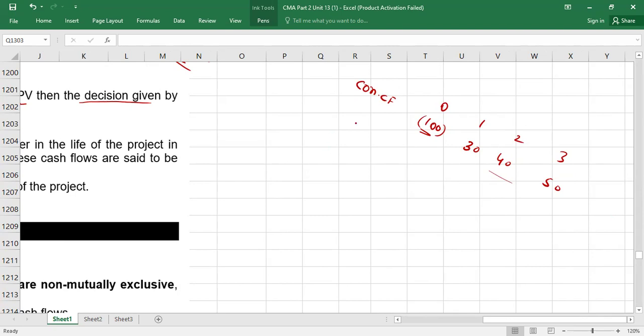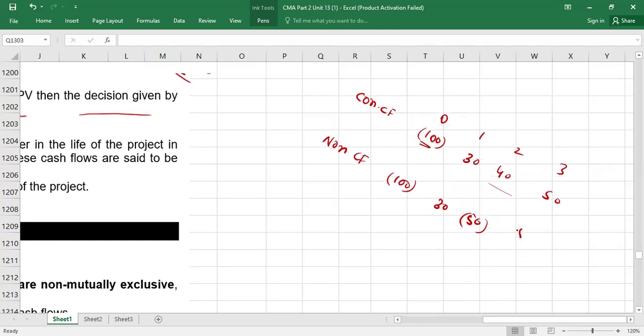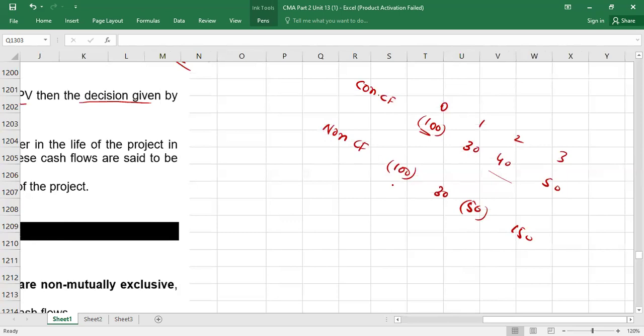And what are non-conventional cash flows? For example, maybe this is non-conventional. Here I have an investment of 100. Here I have a $30 positive cash flow. Here again I have a $50 investment. Again I have, for example, 150 in cash flows, like that. So here the cash flows are changing sign. This is called non-conventional cash flows.